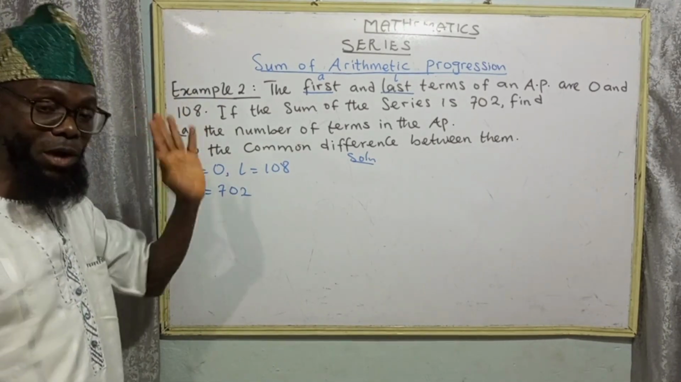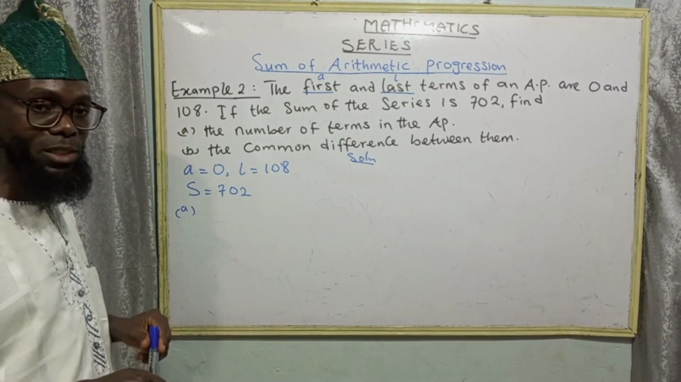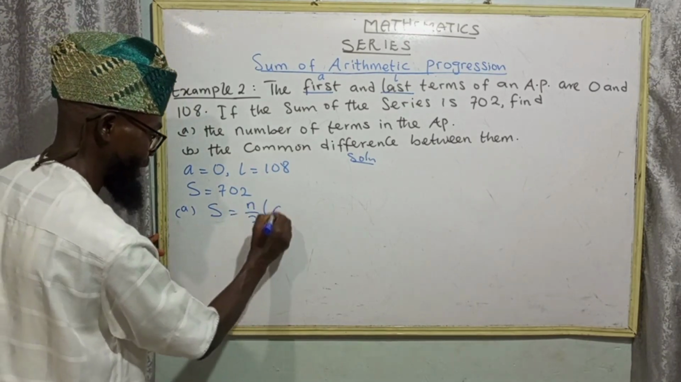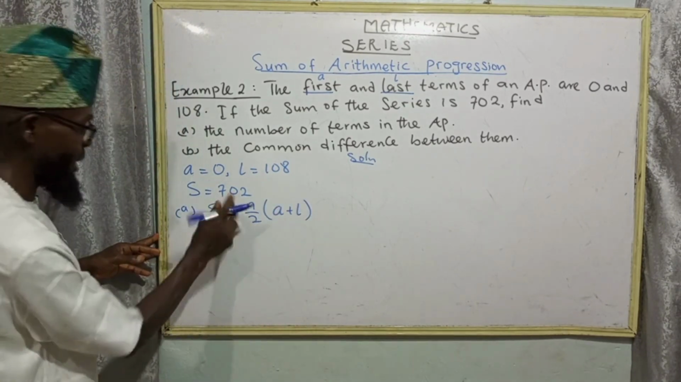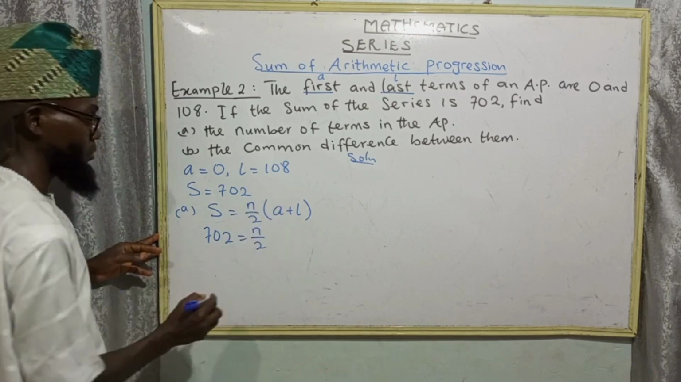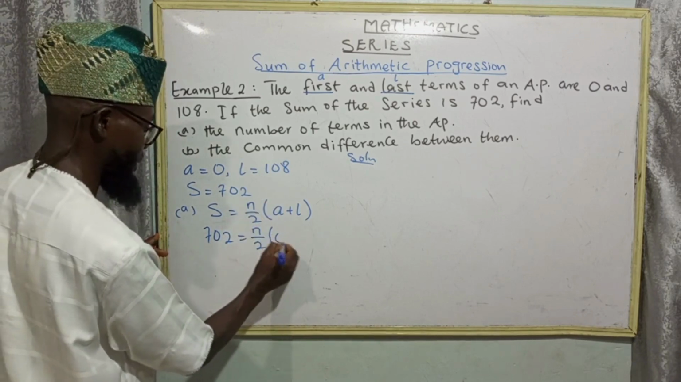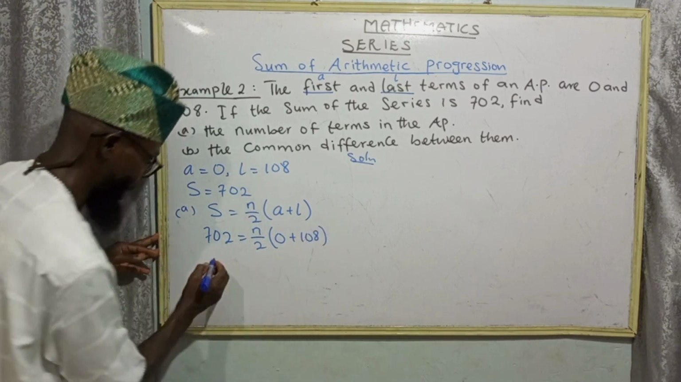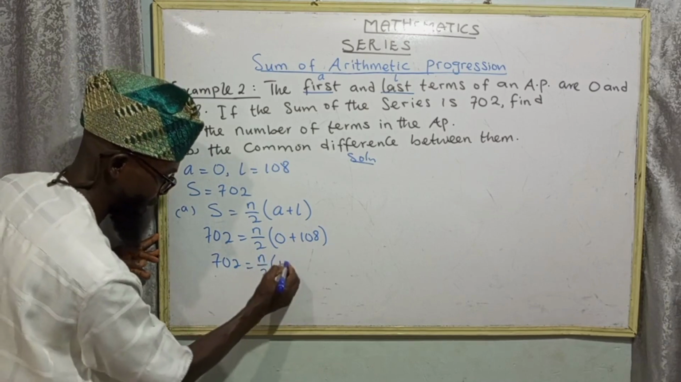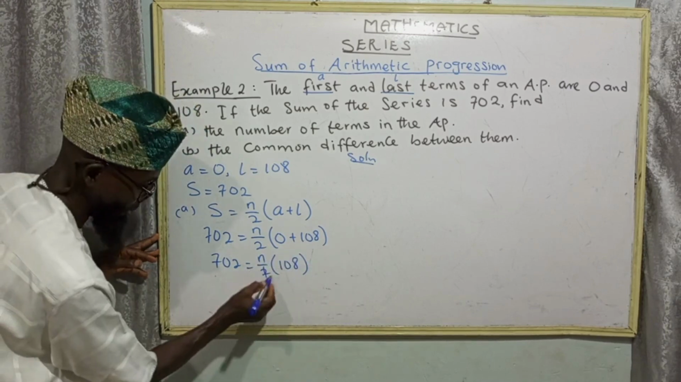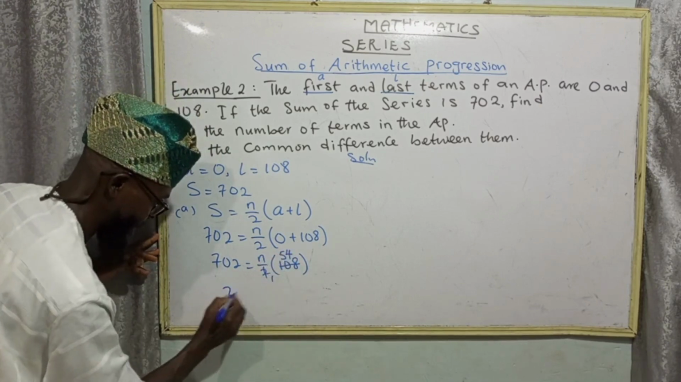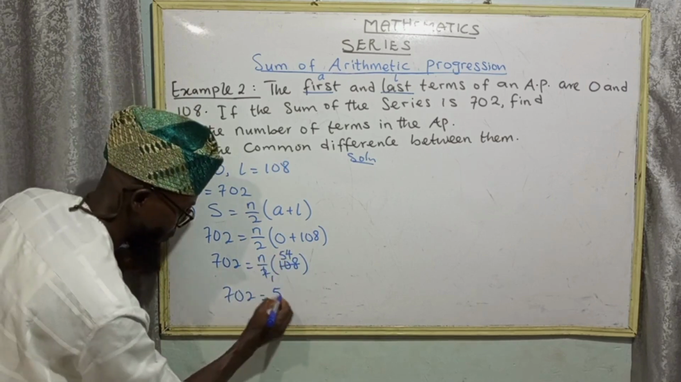You are given the last term here. Definitely equation 1 is the perfect formula to use. That is, sum equals n over 2, open your bracket, A plus L. Our sum here is 702 equals, our n is what we are looking for, over 2, bracket, our first term 0 plus 108. So we have 702 equals n over 2, 0 plus 108, we have 108. 2 goes here, 1, 2 goes here, 2 in 10, 5, in 8, 4. So we have 702 equals n times 54, 54n.